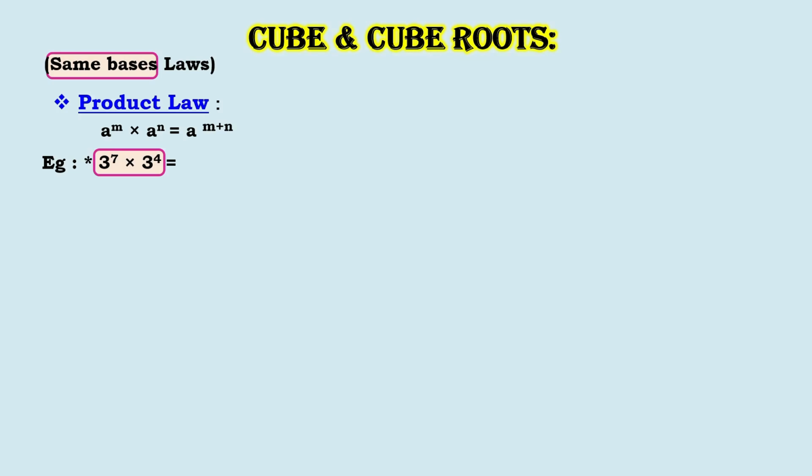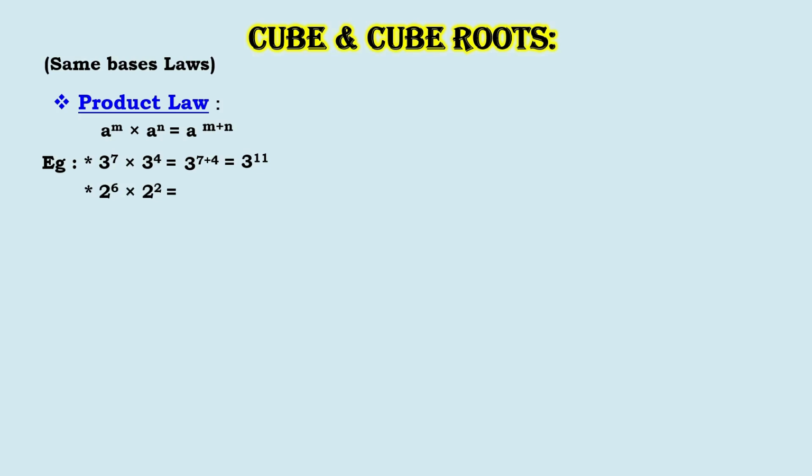For example, 3 to the power 7 into 3 to the power 4. Since the bases are the same, we have to use the product law. That is 3 to the power 7 plus 4. We just need to add the powers. So that will give you 3 to the power 11.